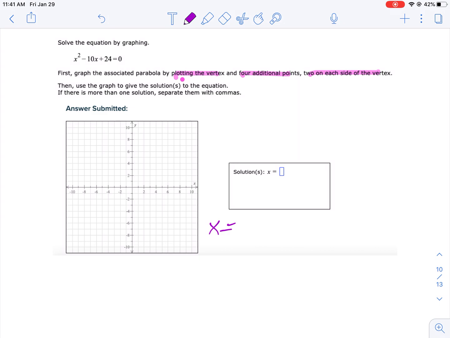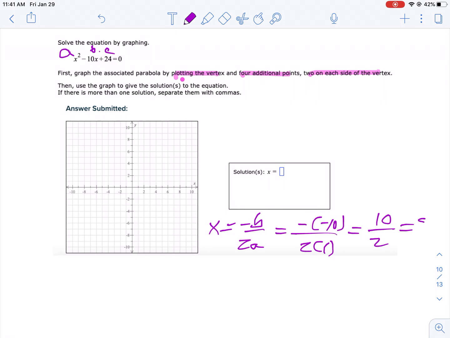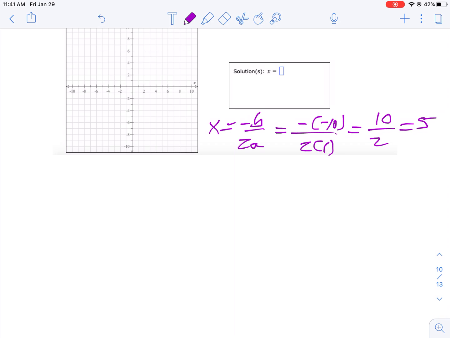So x equals negative b over 2a. A is 1 in this problem, and b is negative 10, and c is 24. So I'm going to do the opposite of negative 10 over 2 times 1. So that's 10 over 2, which is 5. So what I'm going to do is I'm going to make my table now, my XY table. And I'm going to go 5, I'll go 6 and 7 and 4 and 3.